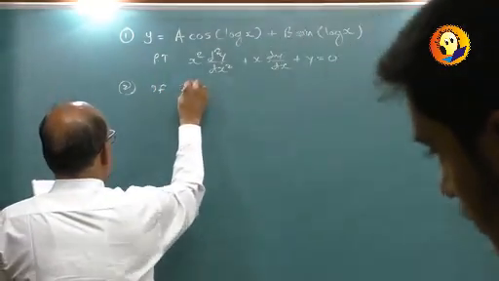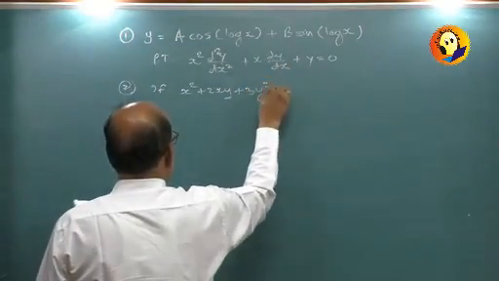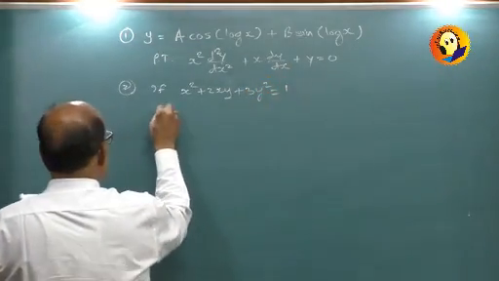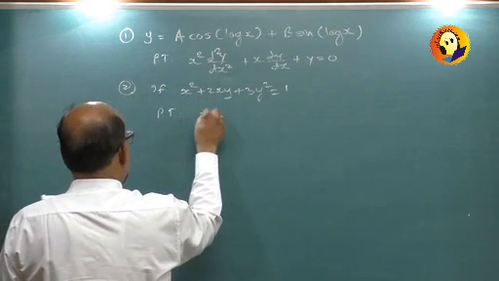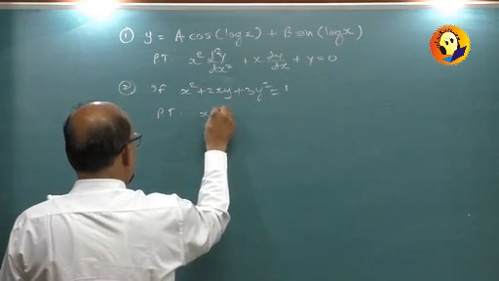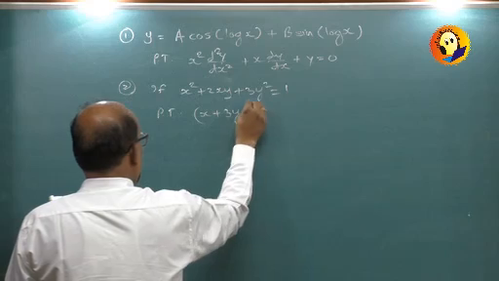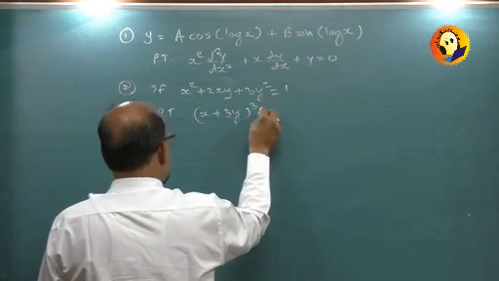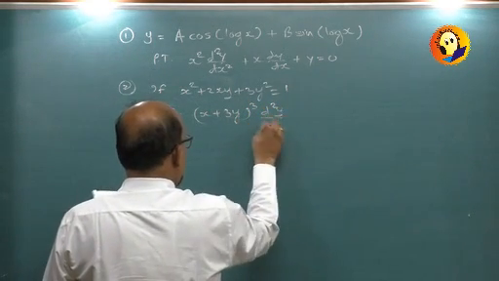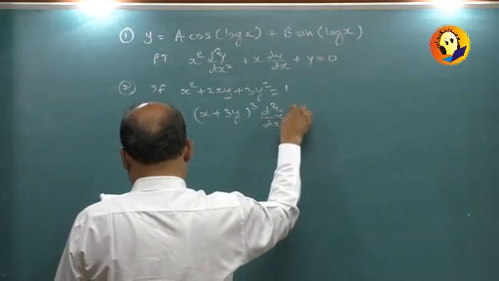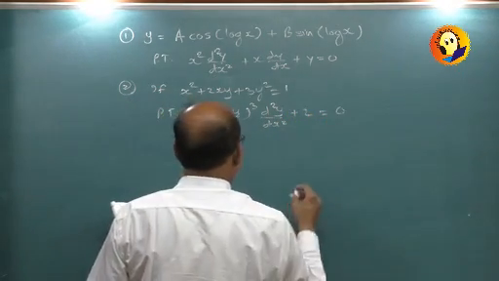If x square plus 2xy plus 3y square is equal to 1, prove that (x plus 3y) bracket cube d2y by dx square plus 2 equal to 0.